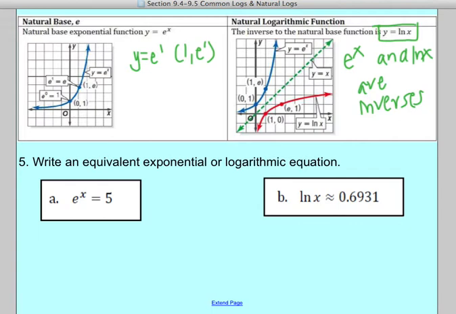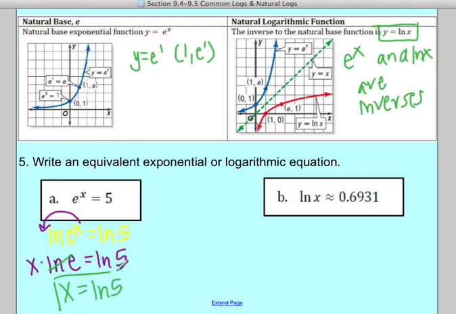Write an equivalent exponential or logarithmic equation. Just like I did on the other side, if I want to get rid of e, I need to do natural log on both sides. Remember, my variable can come down in front. So I have x times natural log of e is equal to natural log of 5. And I just got done saying natural log of e is really just 1. So x times 1 is x. So x is equal to natural log of 5. So there it is written as a logarithmic equation.